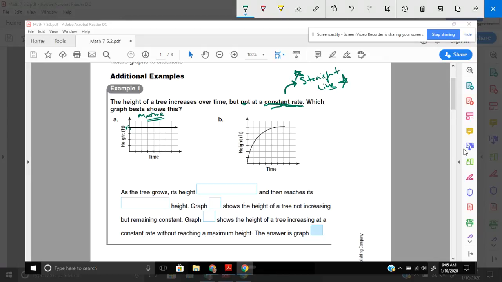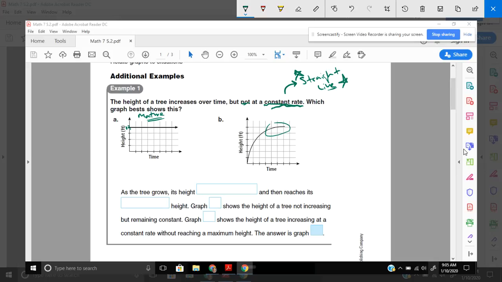This graph, however, you'll see that as time goes on, the height is increasing. And right away, it's increasing. The height is increasing really quickly, right? In a little amount of time, it's gone up a lot. But you'll start to see towards the back end here that more time is going on, but it's not really growing as much anymore. It's slowing down. But this is a curved line, and you can tell that's definitely not constant.